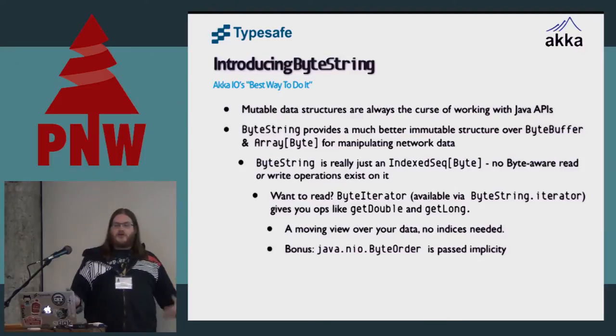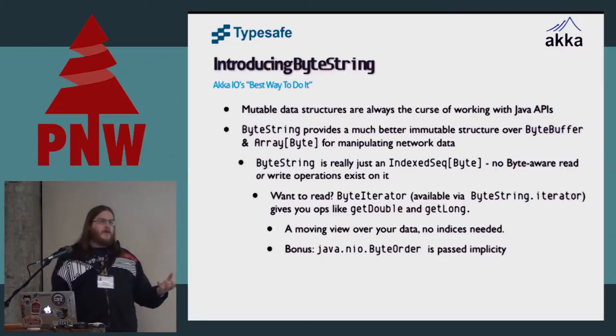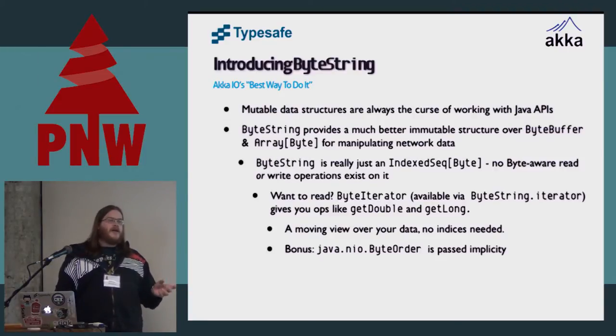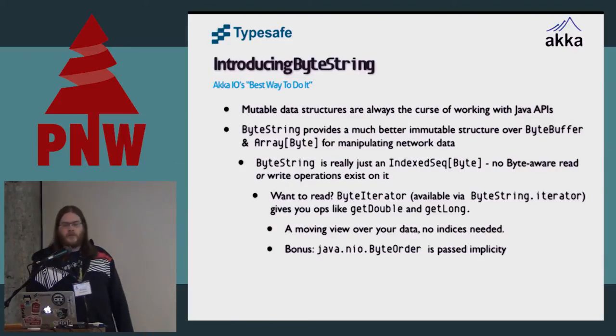And there's a bonus, which is that the Java IO byte order is passed implicitly on these calls. You don't have to change the order of your app. So there are places, for example, in the MongoDB wire protocol, where despite it being little endian, there's a couple of places where it's actually encoded in big endian. So you have to switch back and forth. And it actually helps to just be able to say, go read this in big endian order.